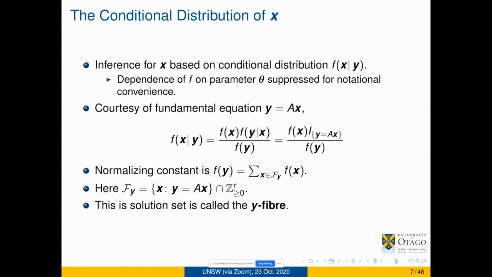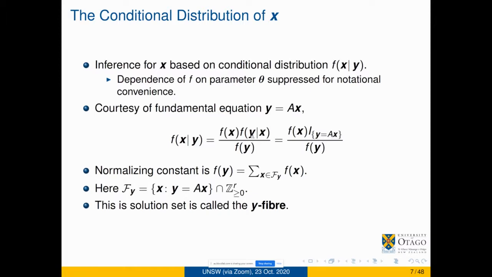So we're interested in x. That's what we would like to have observed, but we observe only y. So our inference for x given y is going to be obviously controlled by the conditional distribution f of x given y, and I have suppressed dependence upon the parameter just for notational convenience. What can we say about this conditional? Well, we can apply Bayes' theorem. So f of x given y is f of x times f of y given x over f of y. f of y given x, well, y is deterministic in x. So the distribution of y given x just collapses to the indicator of the event y equals Ax.